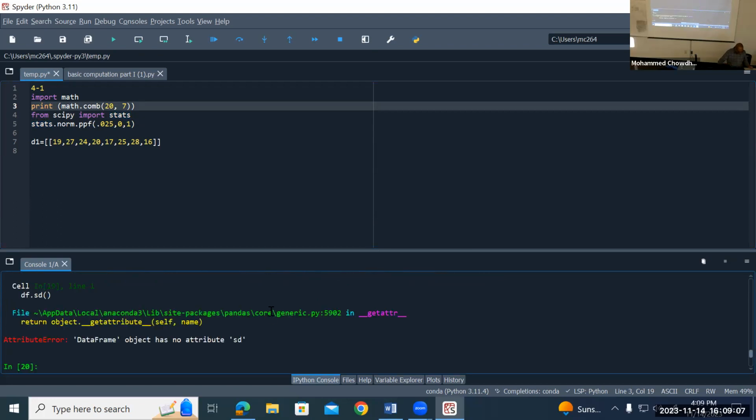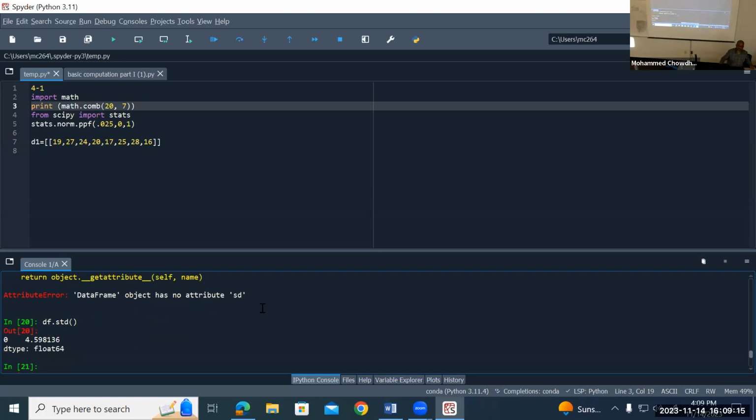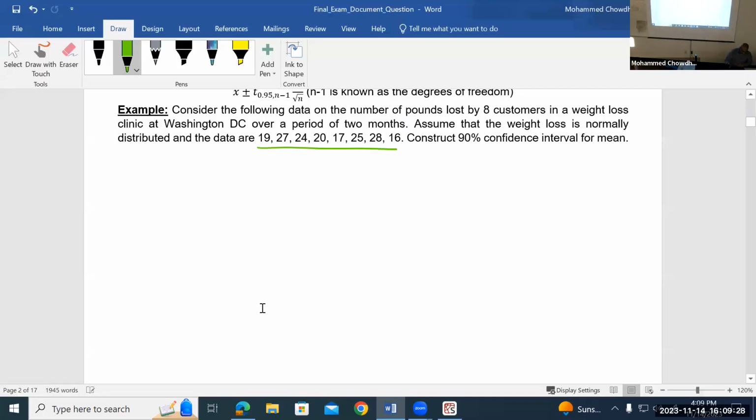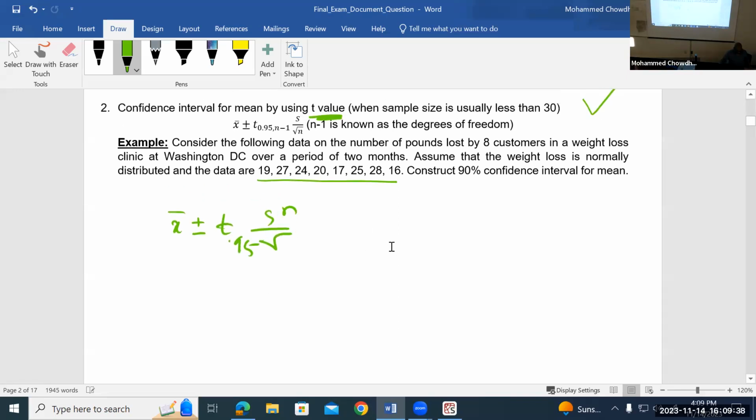SD. Okay, SD is not found. So it is written as STD maybe. STD. Clear, right? Understand, right? So for doing this, I need to use this formula: x bar plus minus t 0.95 s over square root of n. Okay, s over square root of n, and then 0.95, after 0.95 n minus 1 is given, right?